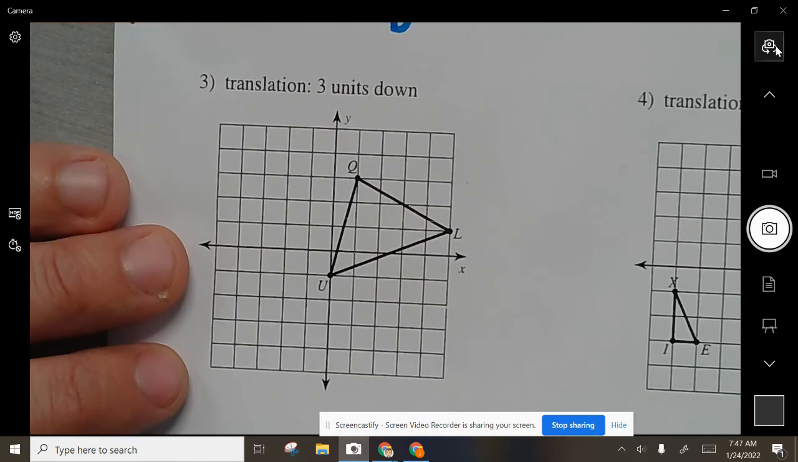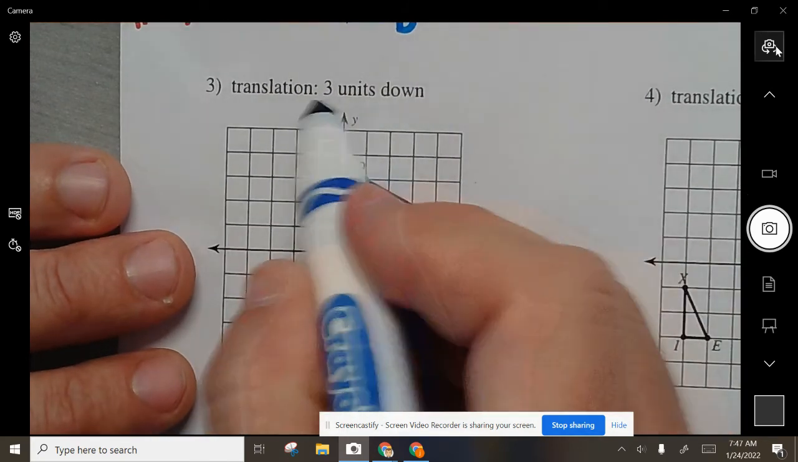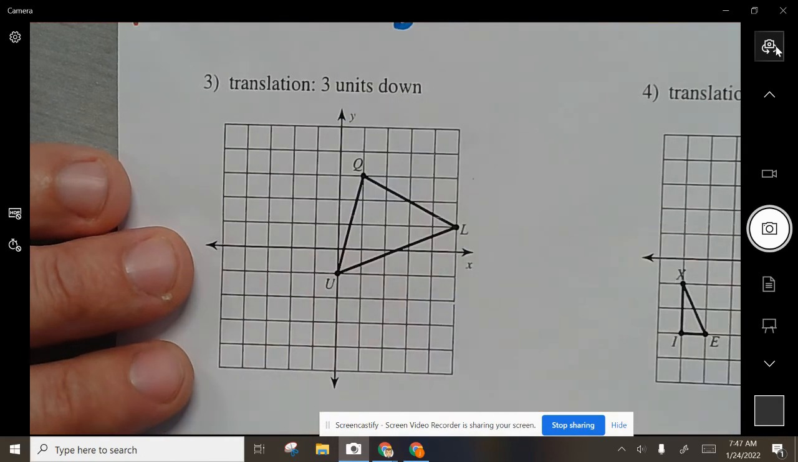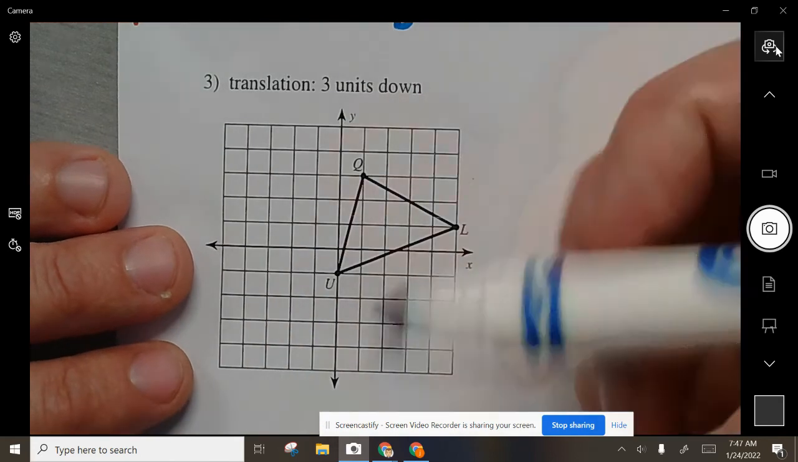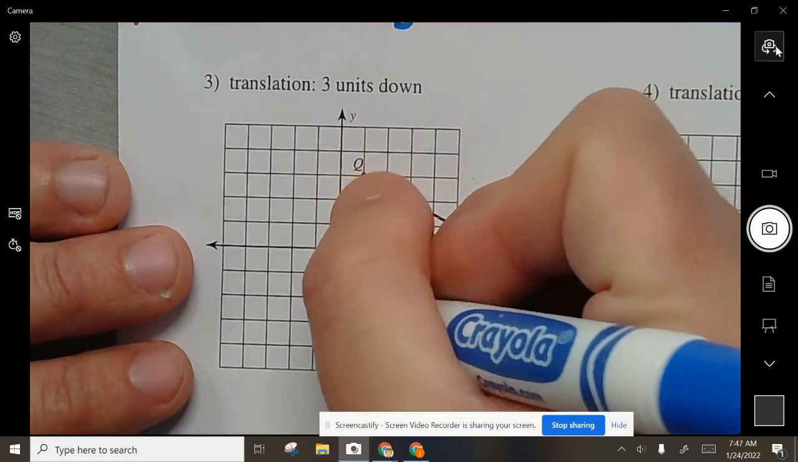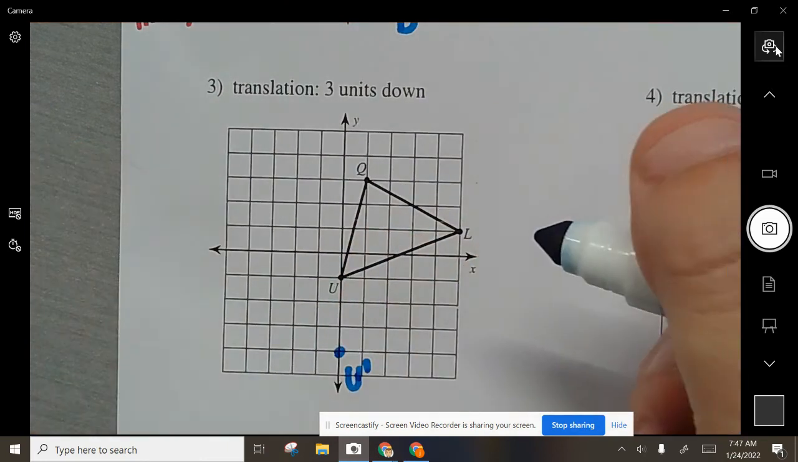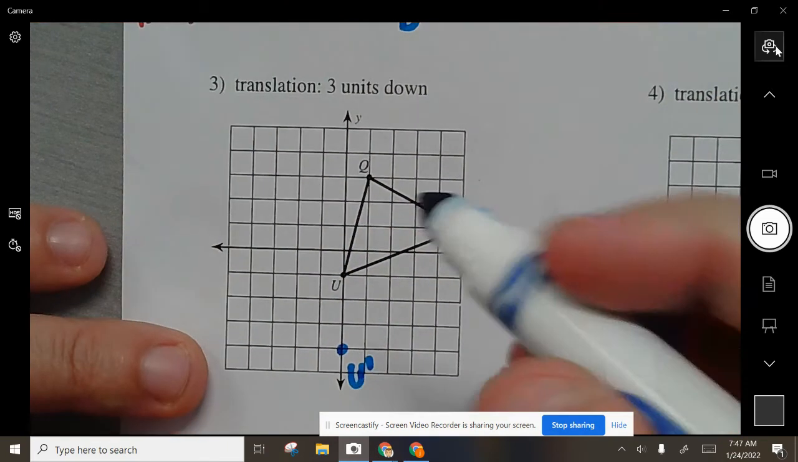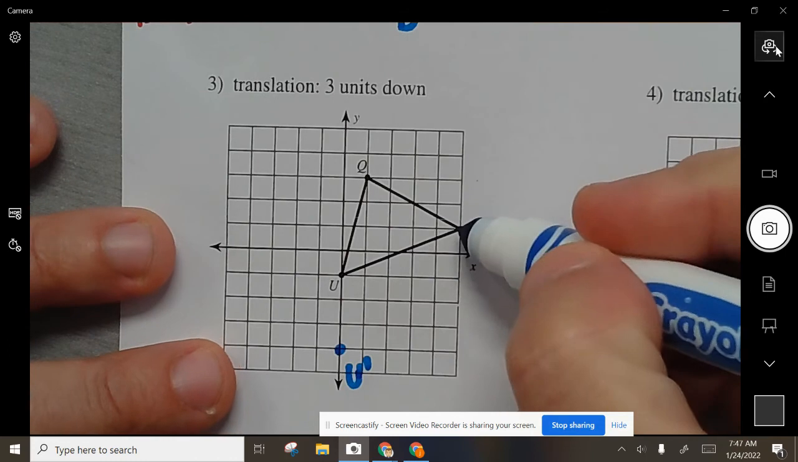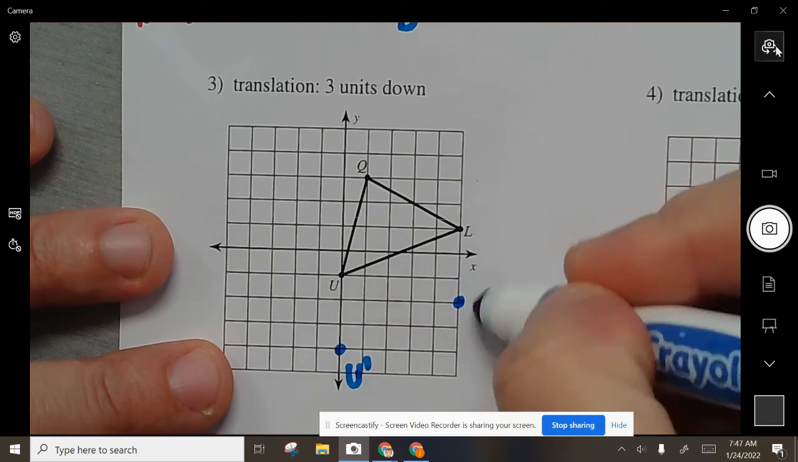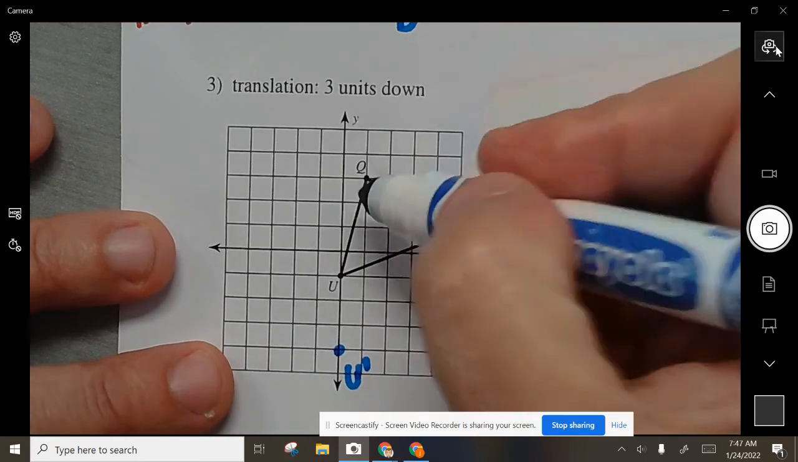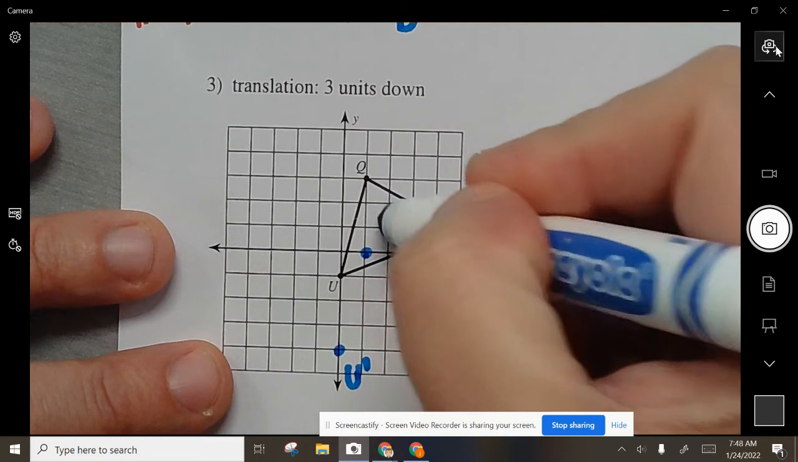This one, is there any left or right? Nope. It's just 3 units down. So take your U, go down 1, 2, 3. That's U prime now. Remember the word prime just means a little apostrophe. Where's the L? This is going to be going down 1, 2, 3, L prime. And then Q, 1, 2, 3, Q prime.